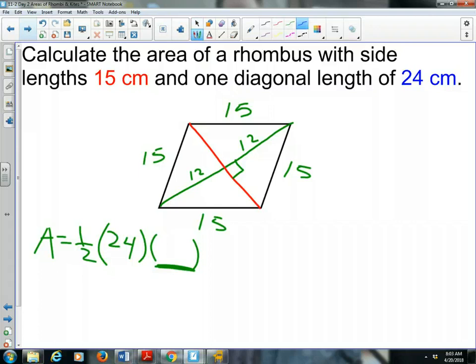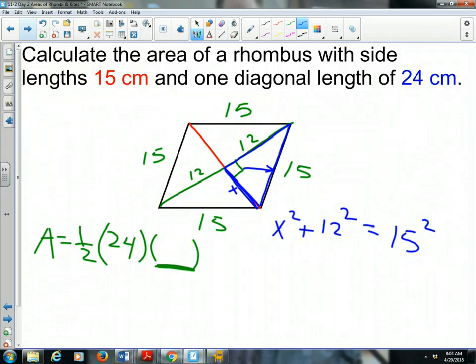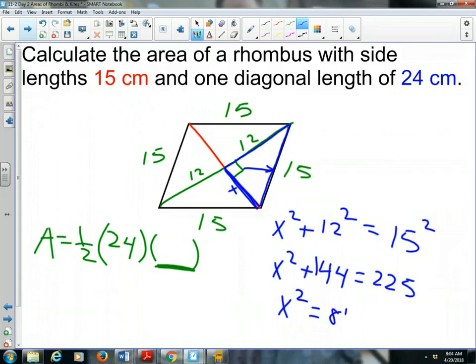All right, let's call this x right here, because this is part of my diagonal. I could now do the Pythagorean theorem with this right triangle, couldn't I? 15 squared, the hypotenuse is 15, opposite the 90. So 15 squared equals x squared, which is one leg, and 12 is my other leg, so 12 squared. So x squared plus 144 equals 225. Subtract 144, and x squared equals 81. Square root 81, and x equals 9.